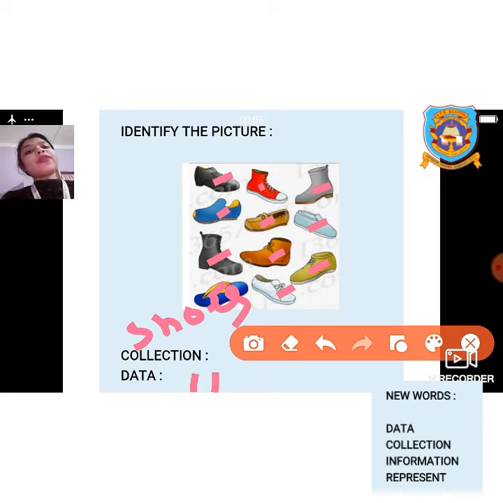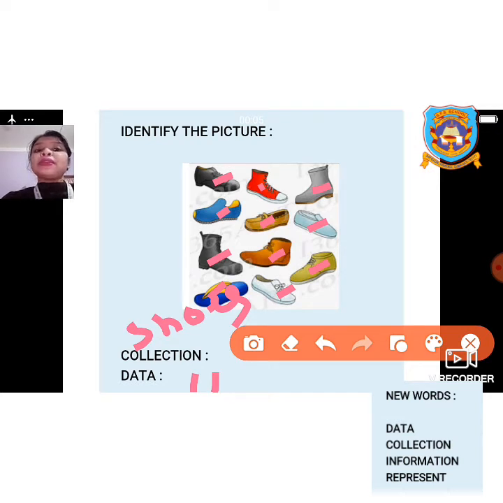Now children, we have got collection and data. Collection shows that it has got similar type of things, whether it is shoes, whether it is slippers, whether it is boots. So it is all a collection. That means it is a collection of footwear or collection of shoes. Data gives us the exact number that a collection contains. Now here in this picture we can say that the data of the collection of shoes is 11 because it has got 11 shoes in it.